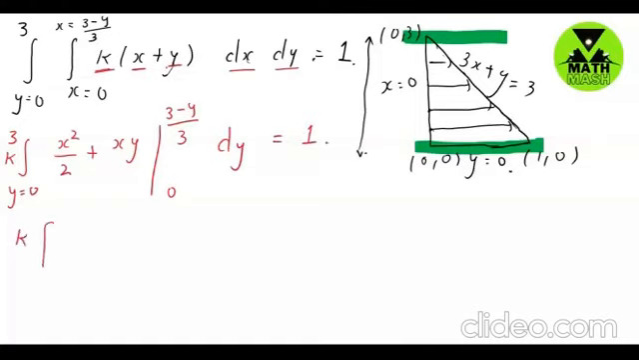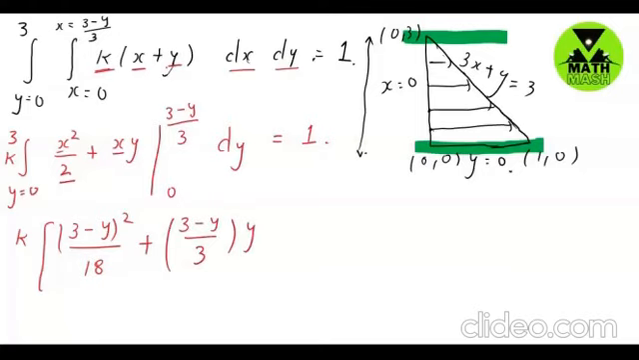So this k as it is. Now substitute x equals (3 minus y) by 3, so this becomes (3 minus y) whole square divided by 3 square. 3 square is 9 and 9 multiplied by 2 is 18. So this is 18 plus, then substitute x equals (3 minus y) by 3, so this is (3 minus y) by 3 and this multiplied by y. When we substitute x equals 0 in both the terms, it is equal to 0, and then integrate with respect to y, and this is equal to 1. So this k as it is.